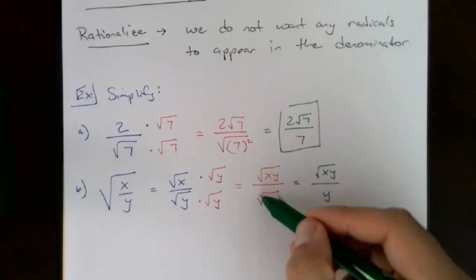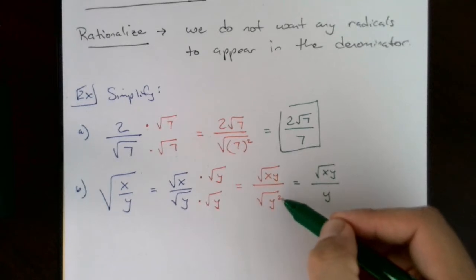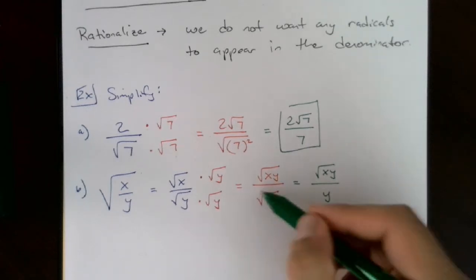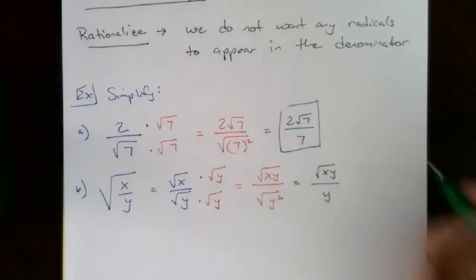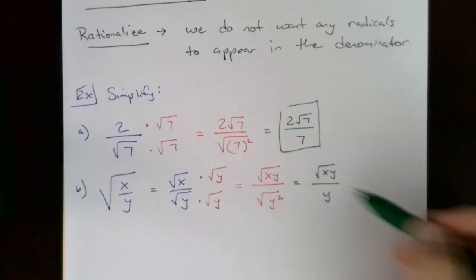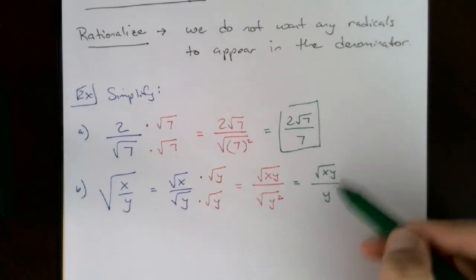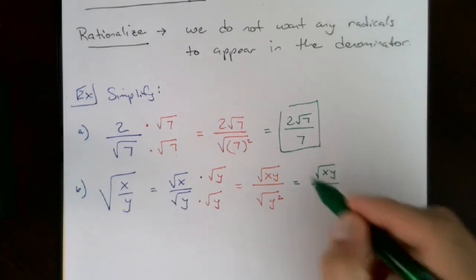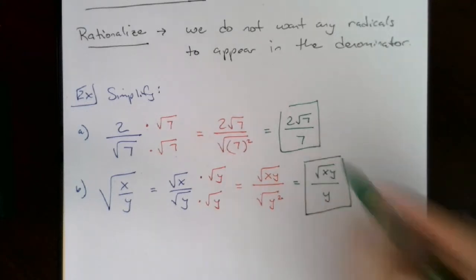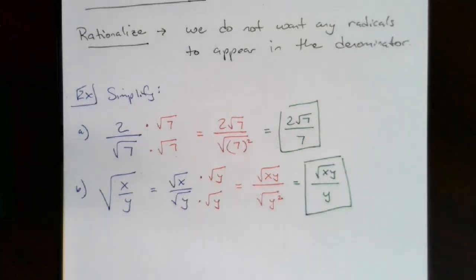In other words, the index of 2 on the root, and you have the power of 2, so the power of 2 divided by the index, 2 divided by 2, makes that y to the first power. And then make sure if you can simplify here or not. You can't simplify this. Remember, this y is under the radical, this one isn't, so they're not the same factors. So you leave it like that, and now we've rationalized.